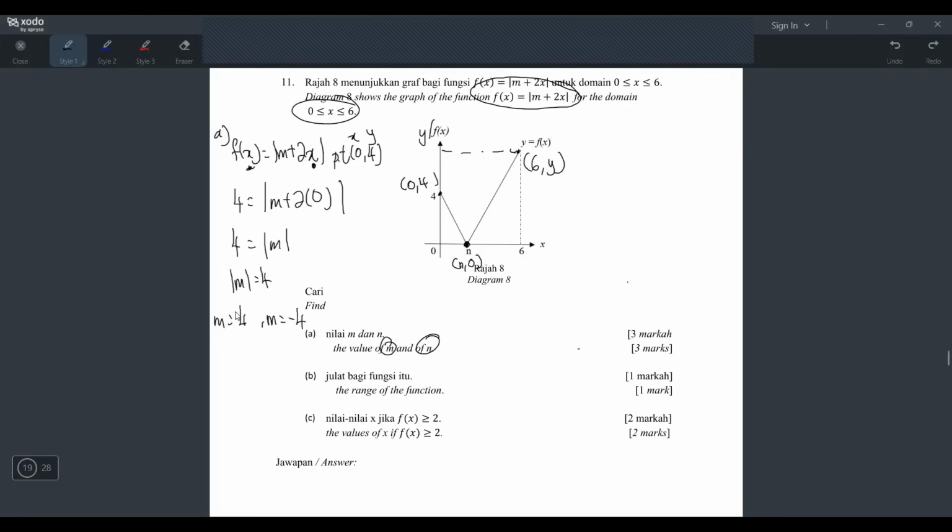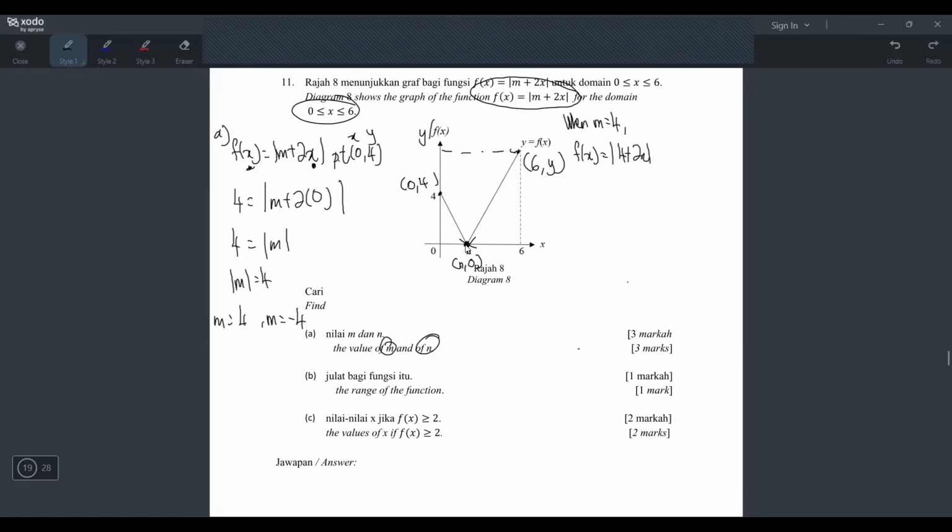So what happens now is I will try to substitute 4 inside and then negative 4 inside to find n later and see which answer makes sense, right? Mesti akan ada satu jawapan yang tak make sense, and that one I will reject. Okay, so let's assume my m is 4. So when my m is 4, what will be my fx? My fx will be modulus 4 plus 2x, because my m is 4, right?